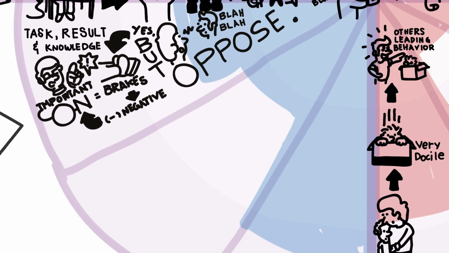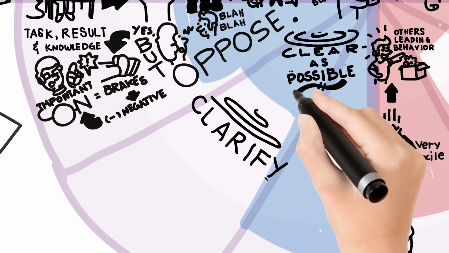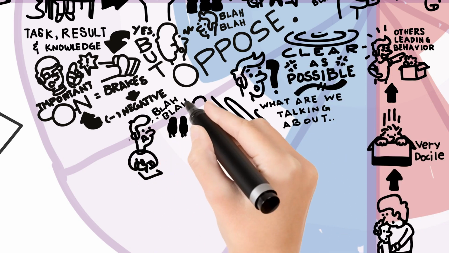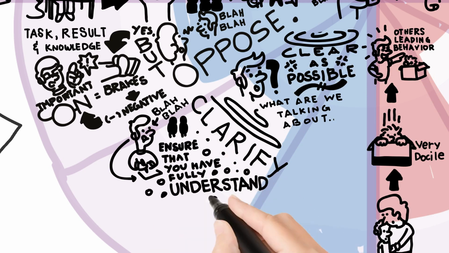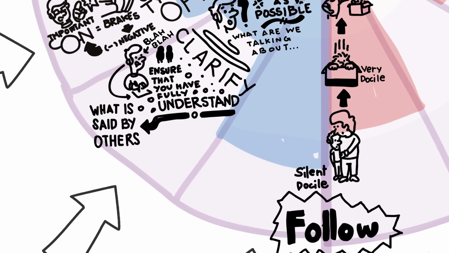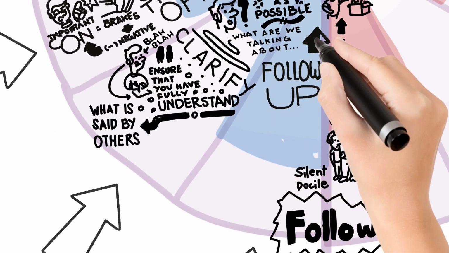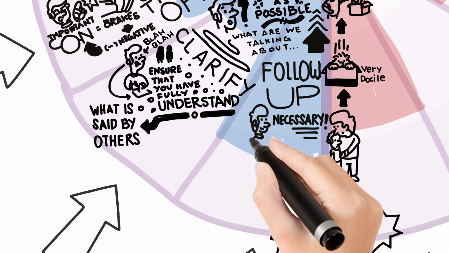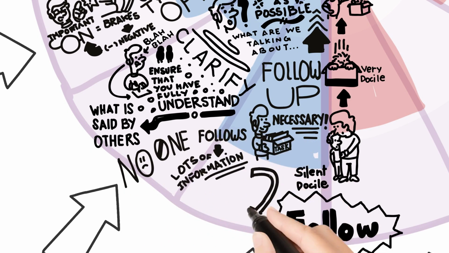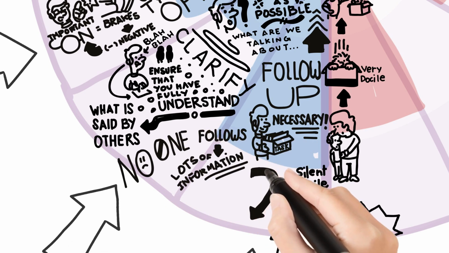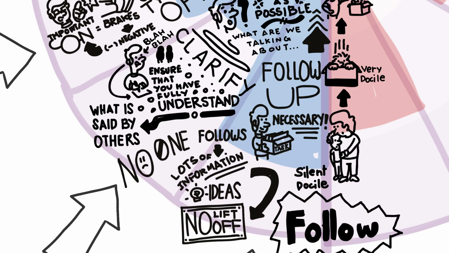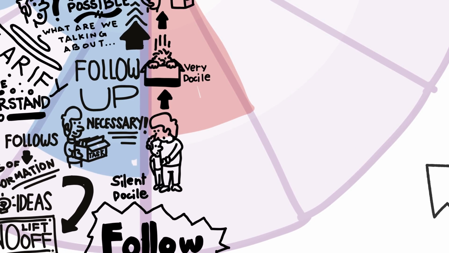The next style is Clarify. Clarifying is about making things as clear as possible and answering the question, "What are we talking about?" You actively look for details and you ensure that you have fully understood what is said by others. We continue with the segment Follow Up. Here you make it known you will carry out tasks. This behavior is necessary for progress. If no one follows up, well, then there is a lot of discussion and exchange of information, but nothing actually lifts off.